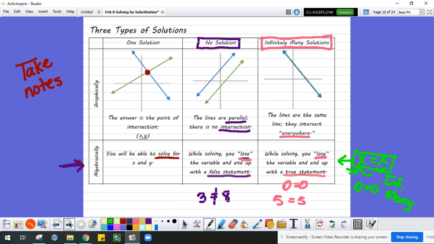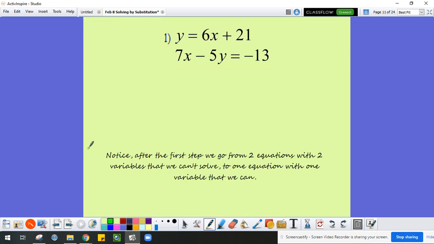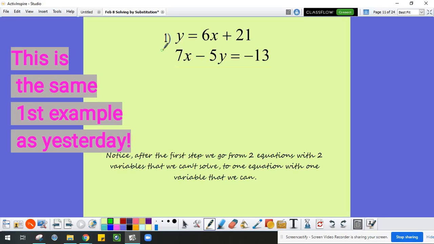So let me show you what this looks like. We're going to do 3 problems. So on this one, y equals 6x plus 21, 7x minus 5y equals negative 13.